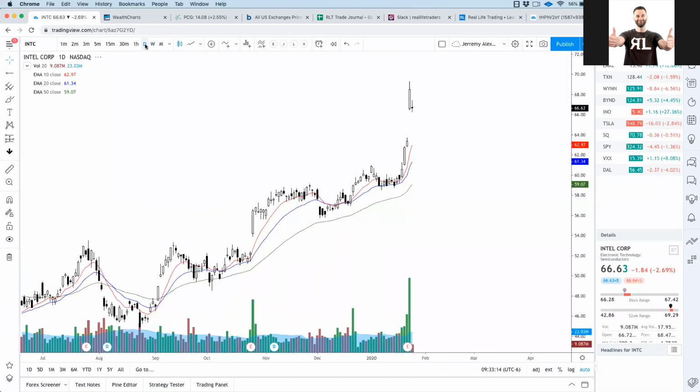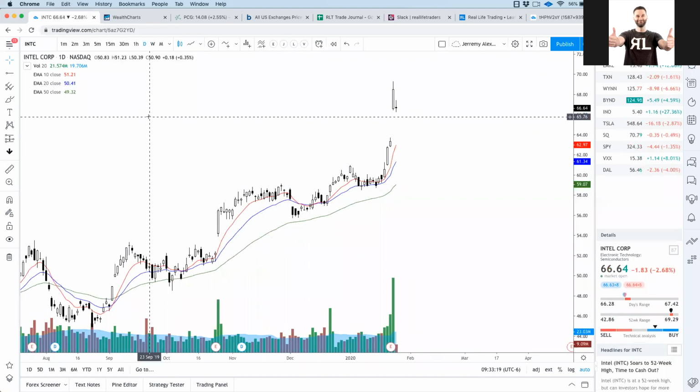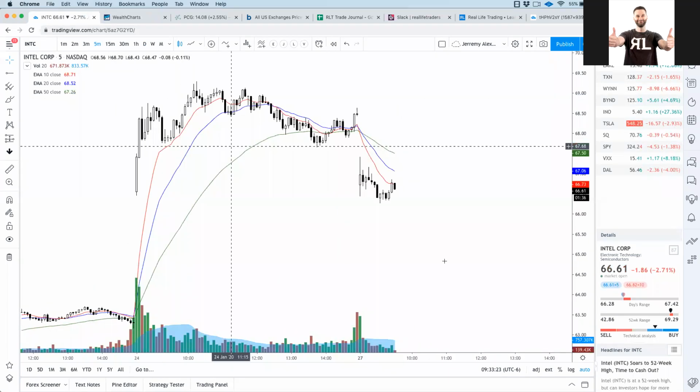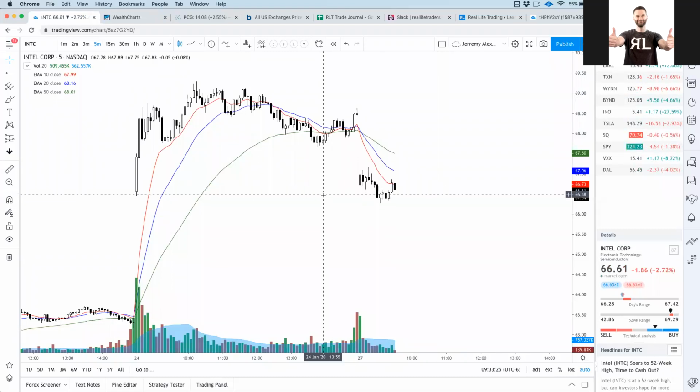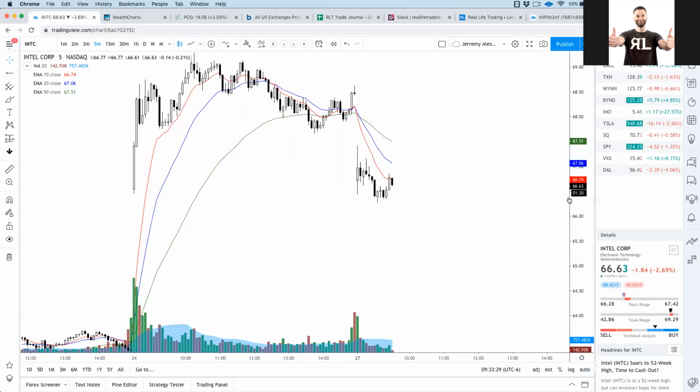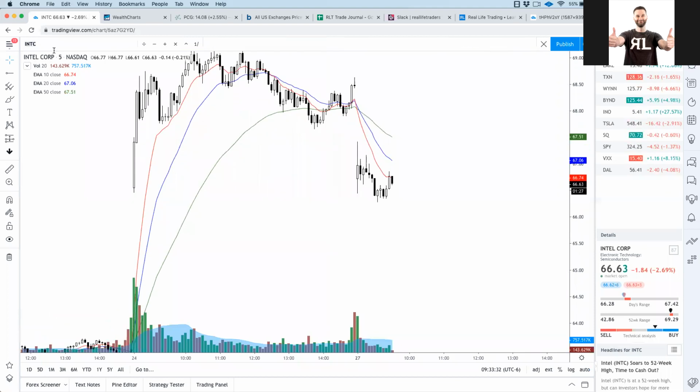Intel, ticker symbol INTC. I would not short Intel, no. Intel, very strong trends. I would be looking for potential bounce opportunities on Intel, at least today. I'm not saying it can't go lower. I would just be a little patient shorting it. It just looks way too simple.